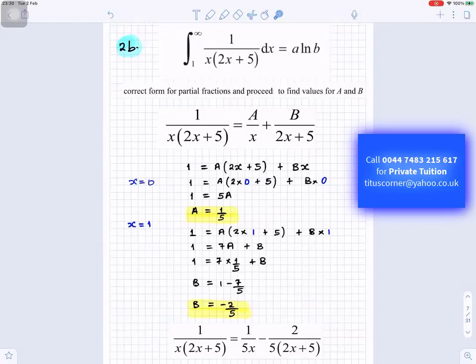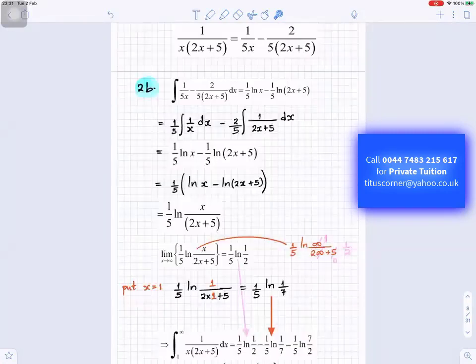So what we get is 2 times 1 plus 5 gives you 7. So it will be 7a plus b. But we know a is 1 over 5, so we substitute 1 over 5 for a. So 7 times 1 over 5 plus b is equal to 1. So b would be 1 minus, you take this to the left, 1 minus 7 over 5, which will be minus 2 over 5. So you can write the fraction as 1 over 5 x minus 2 over 5 bracket x plus 5.